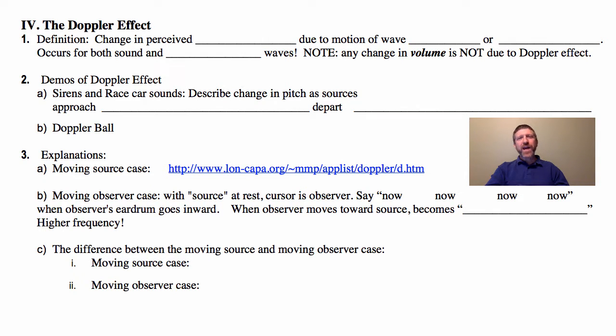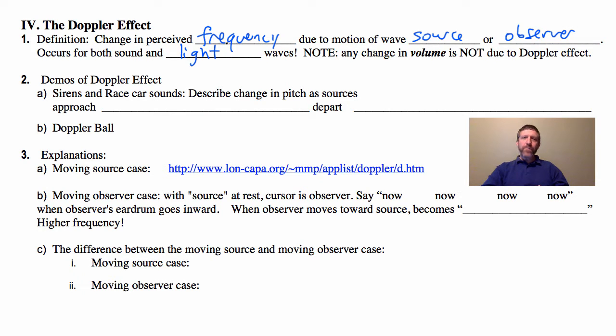We're going to just talk about the Doppler effect for sound for right now, but all the different types of Doppler effects are truly very fundamentally the same thing. So the Doppler effect is simply the change in perceived frequency due to motion of a wave source or wave observer. Either one of those will cause the Doppler effect. It does occur for both sound and light waves, electromagnetic radiation as well.